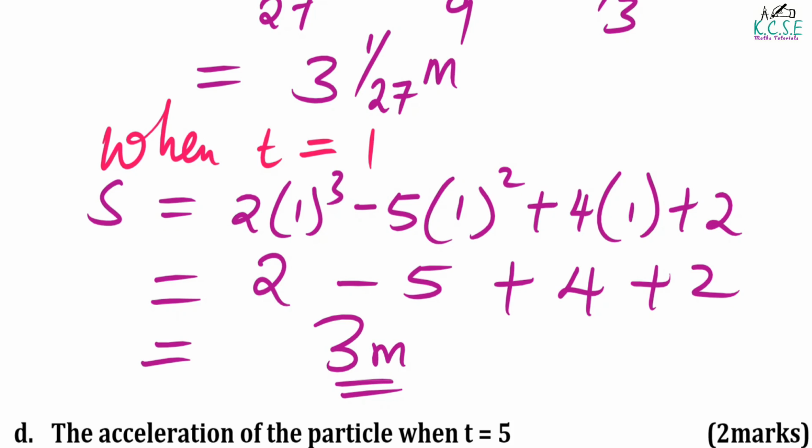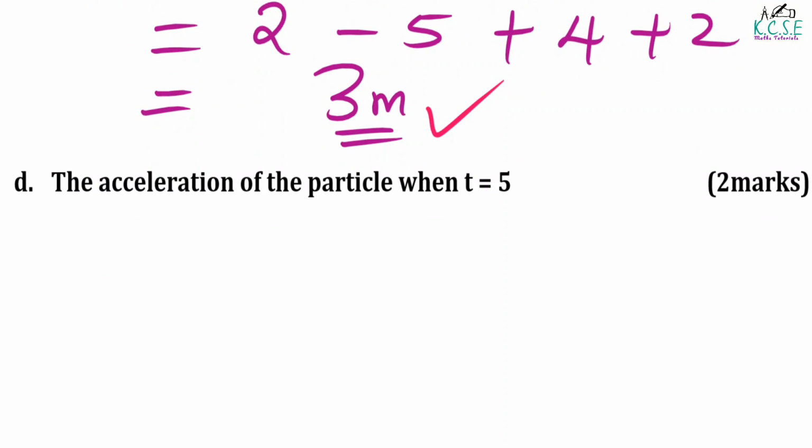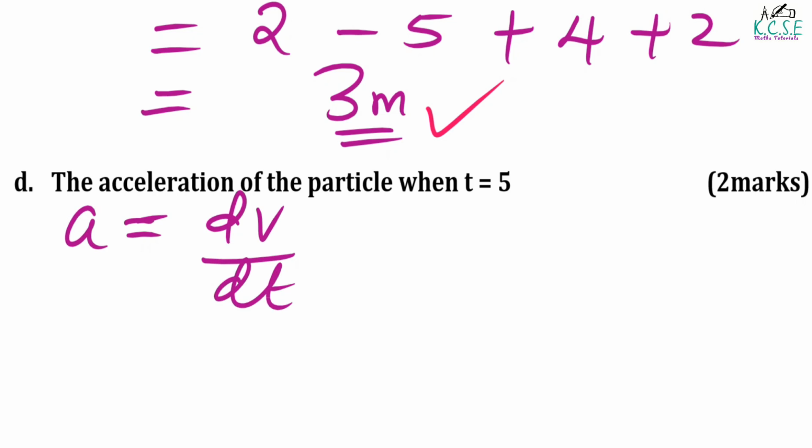So that is how you're supposed to work out part C of the question. We have two values: 3 meters and 3 and 1/27 meters. That is the displacement. The last question is the acceleration of the particle when t equals 5. So how do you obtain acceleration? Acceleration is given when we differentiate velocity with respect to t.